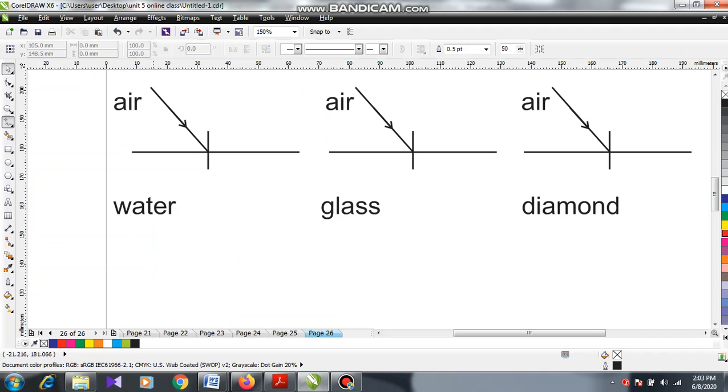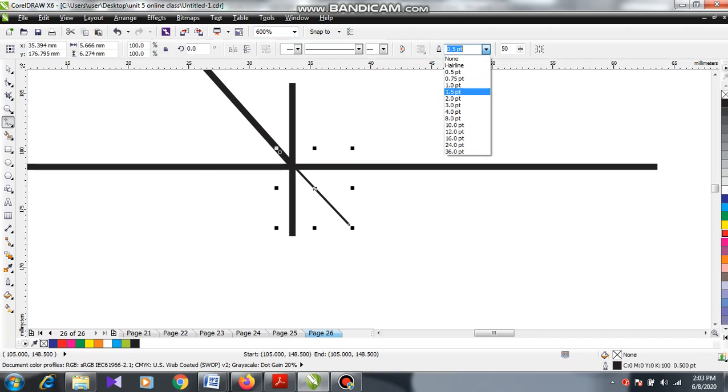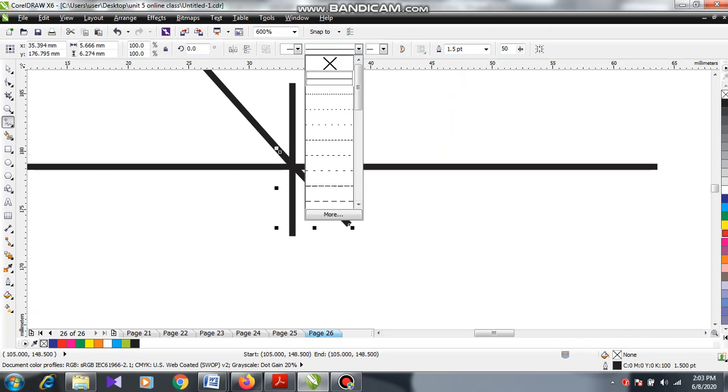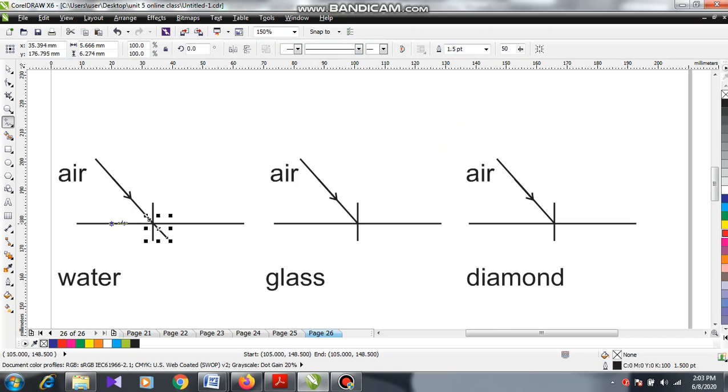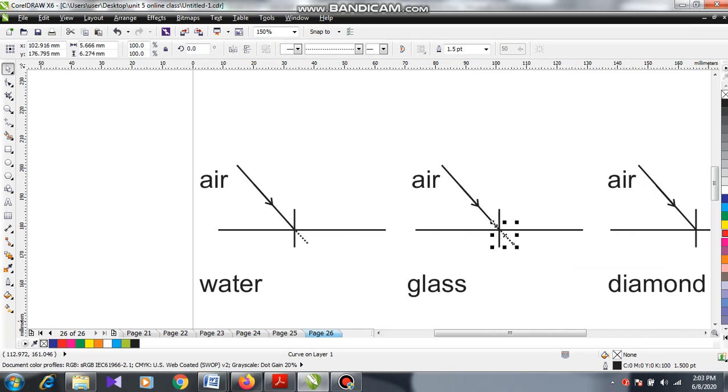If this is the extended line, that is compulsory, right? Then only your diagram will be perfect. Perfection is very, very important in learning.